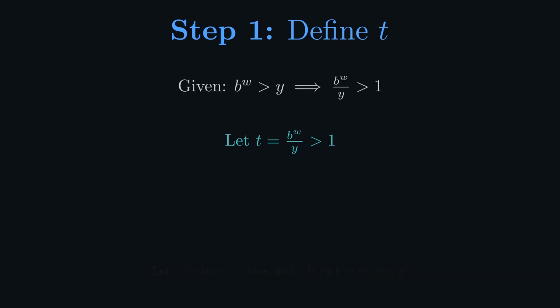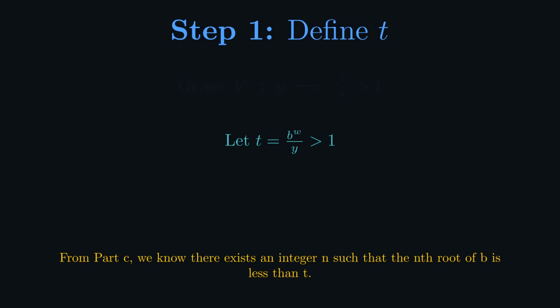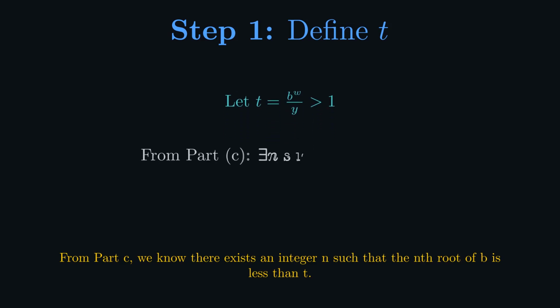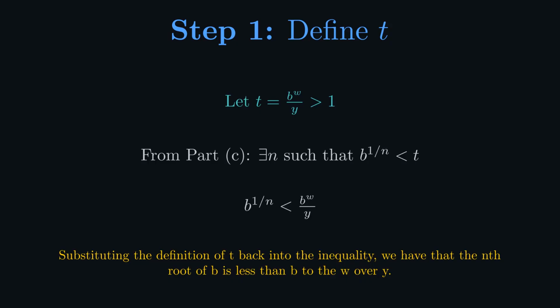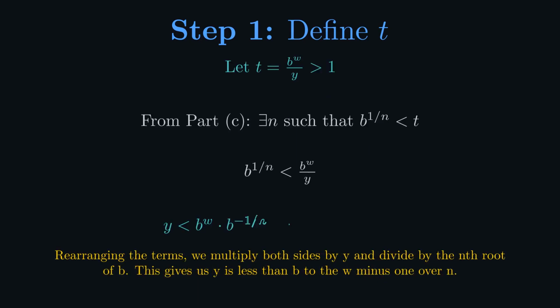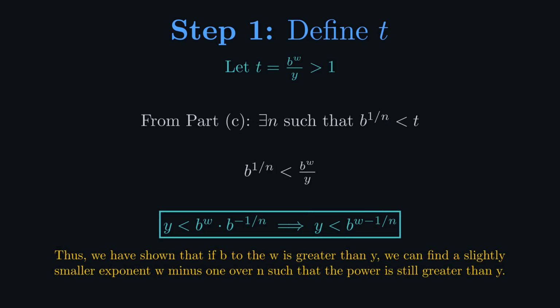From part C, we know there exists an integer n, such that the nth root of b is less than t. Substituting the definition of t back into the inequality, we have that the nth root of b is less than b to the w over y. Rearranging the terms, we multiply both sides by y and divide by the nth root of b. This gives us y is less than b to the w minus 1 over n.